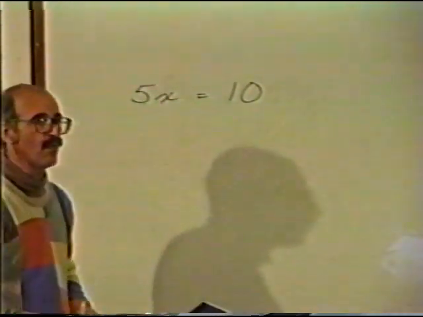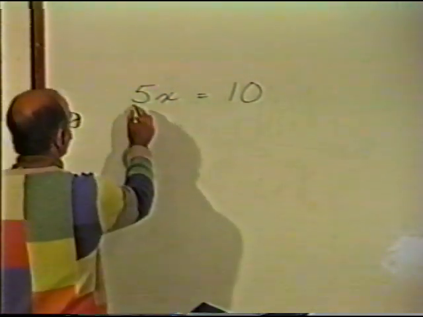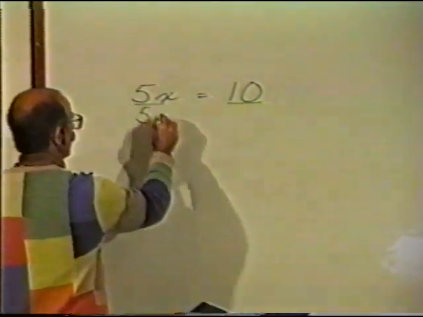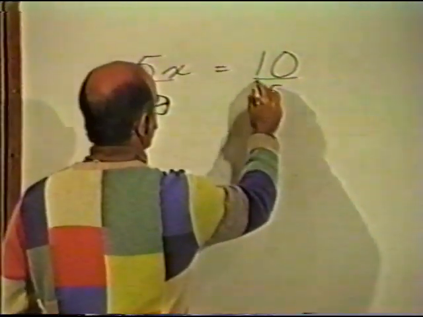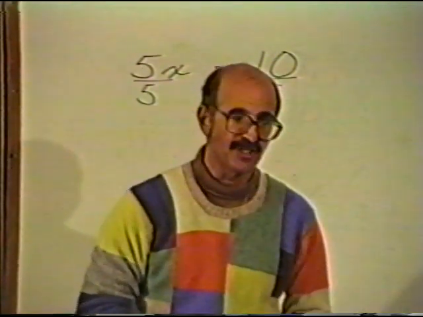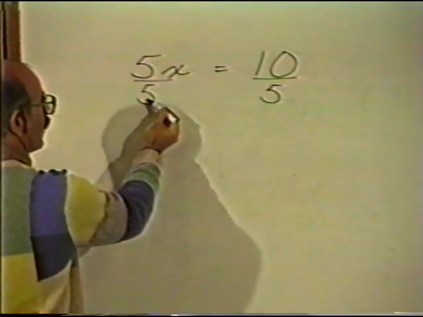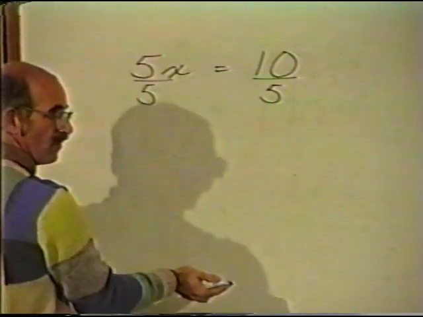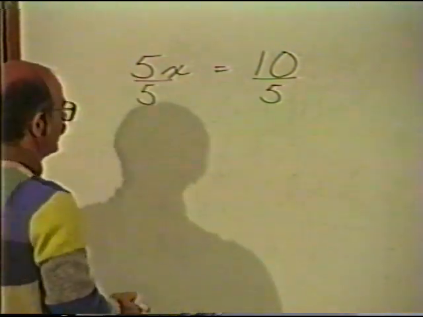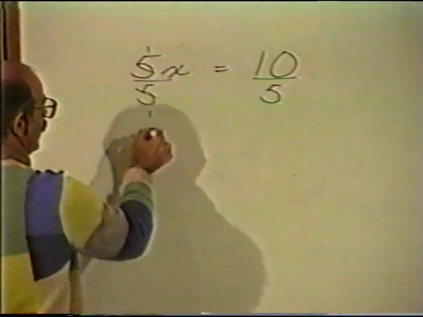Division. And the way we divide both sides of the equation is to draw a line under each number and put the 5 under each number. This line is like a fraction line, and it's like a division line. We can see that 5 divided by 5 is 1. It's just like canceling a fraction. 5 into 5 is 1, 5 into 5 is 1.